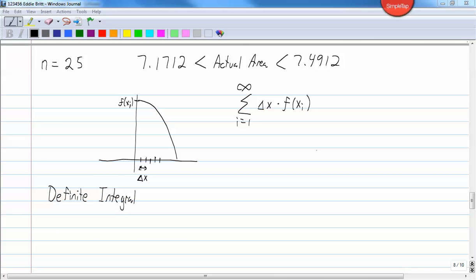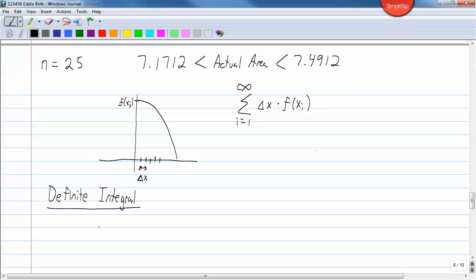And so, what do we want the change in x to be? We want that change in x to be very, very small, because we want to have an infinite number of rectangles. So we're letting that change in x actually approach 0, which is changing the number of our rectangles to infinity. Okay? And if we wanted to know the actual area, we could do that by calculating a definite integral.